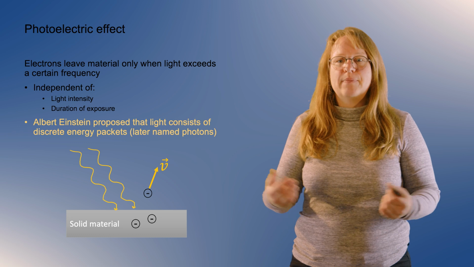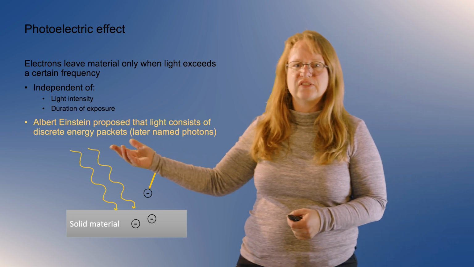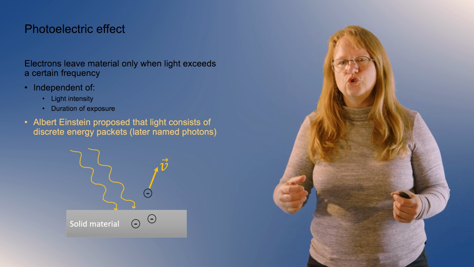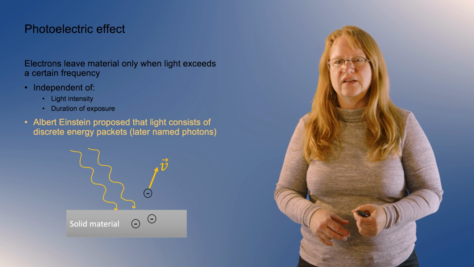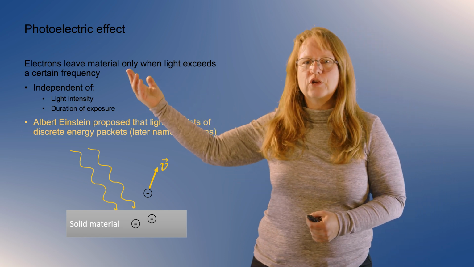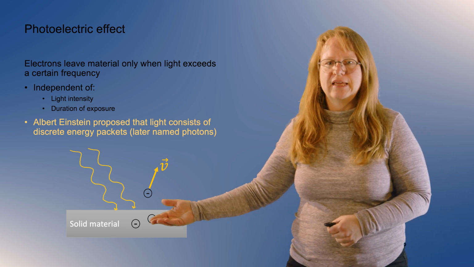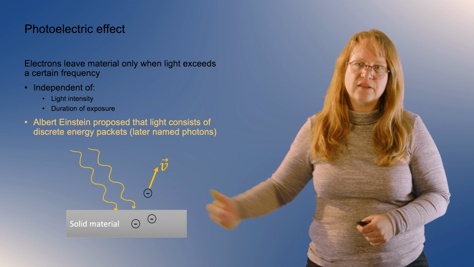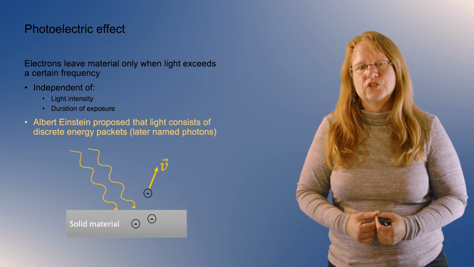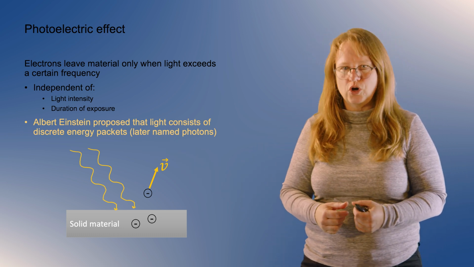And then Albert Einstein was actually the one who proposed that this means that light has to consist of discrete energy packets. So there has to be something about it that is energy related, so that if you have a frequency that is too low, the energy packages have too low energy and cannot generate this photoelectric effect here. So these discrete energy packages, that is what was named later on photons.